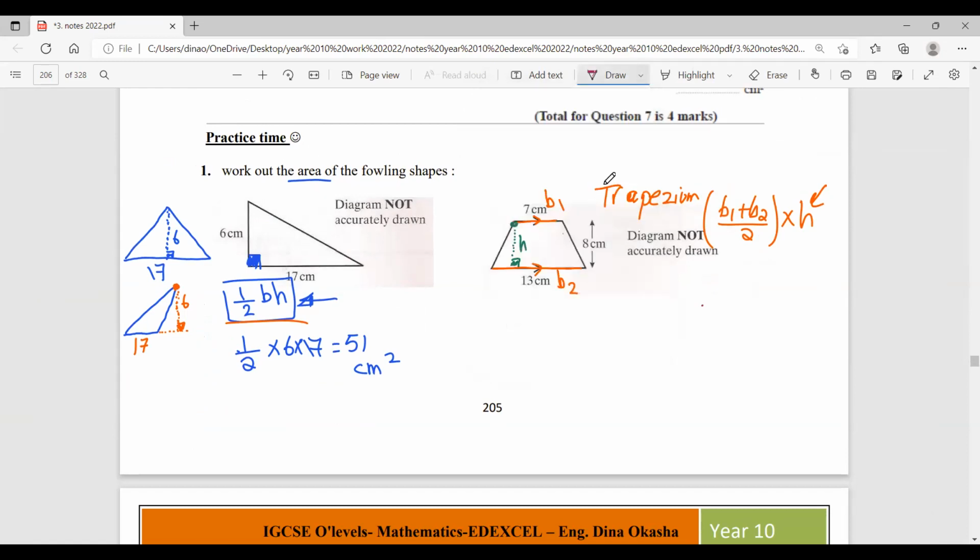طبعا في ناس بتكتب الرول بطريقة تانية يقول لك half كده B1 plus B2 وبعد كده multiplied by the height. يعني في ناس بتعملها بالشكل ده. أنا I prefer الفورم اللي بالأورنج دي. يعني أنا I prefer the form in the orange.